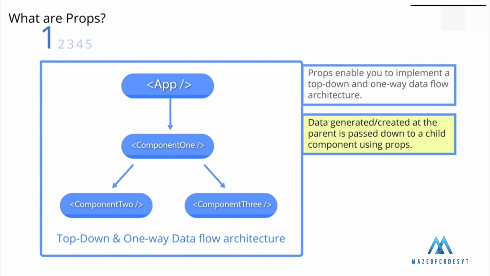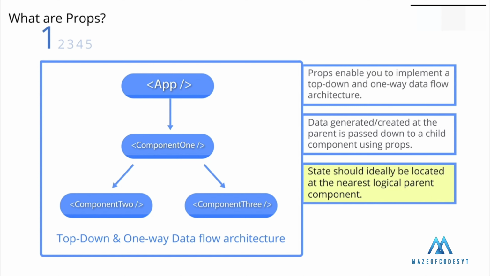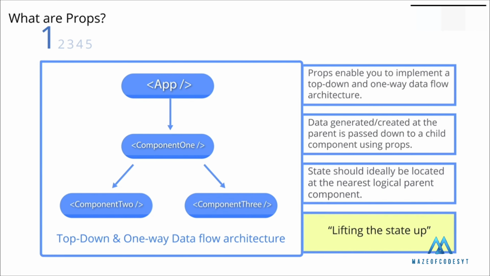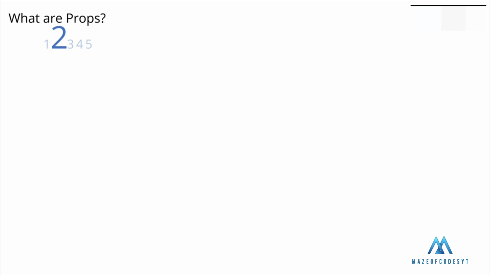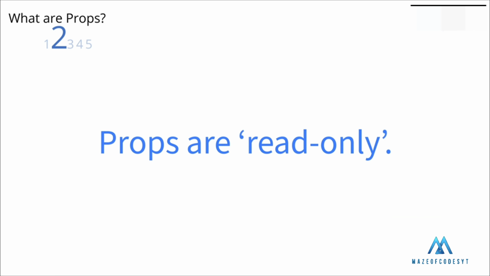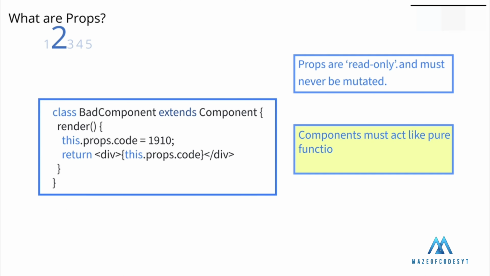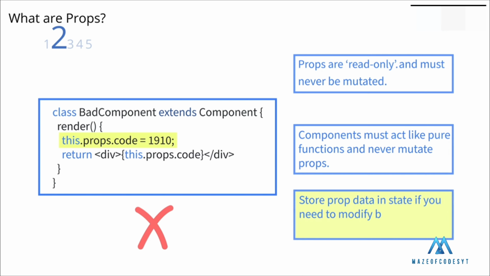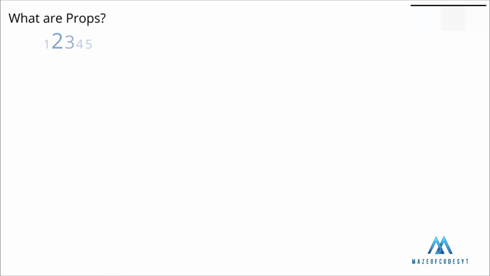This also means that in a hierarchy of components where state data is to be used, the state should always be situated at the nearest logical parent. This practice is commonly referred to as lifting the state up, and it results in logical maintenance and management of data. The second important aspect of props is that they are read-only. This means that your components must act like pure functions and should never change or modify data in the props. For example, this should never be done. If you have to modify data, then store it in the state and modify it there, or use a simple variable in the render method to achieve the same.